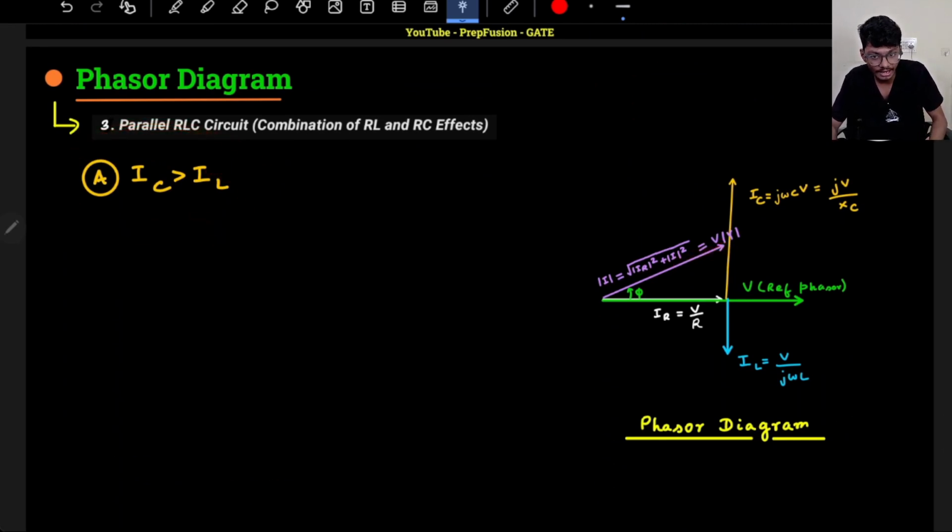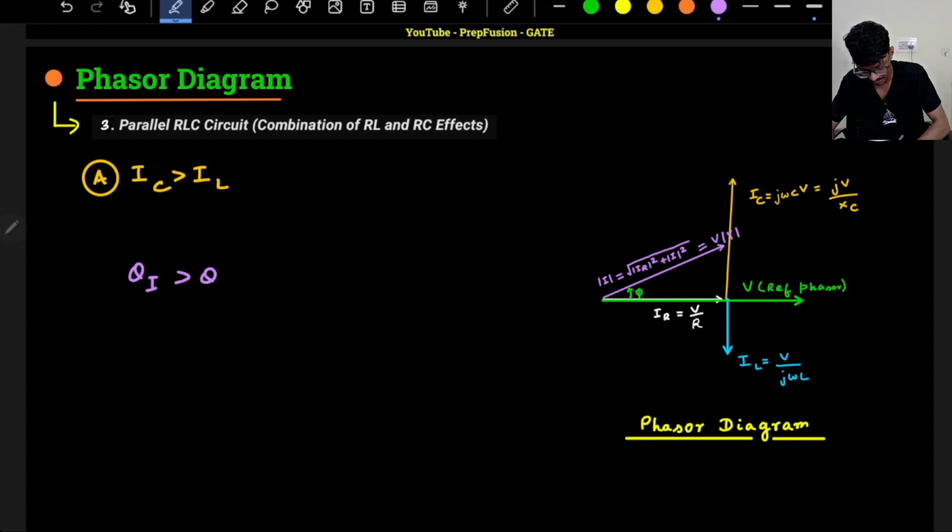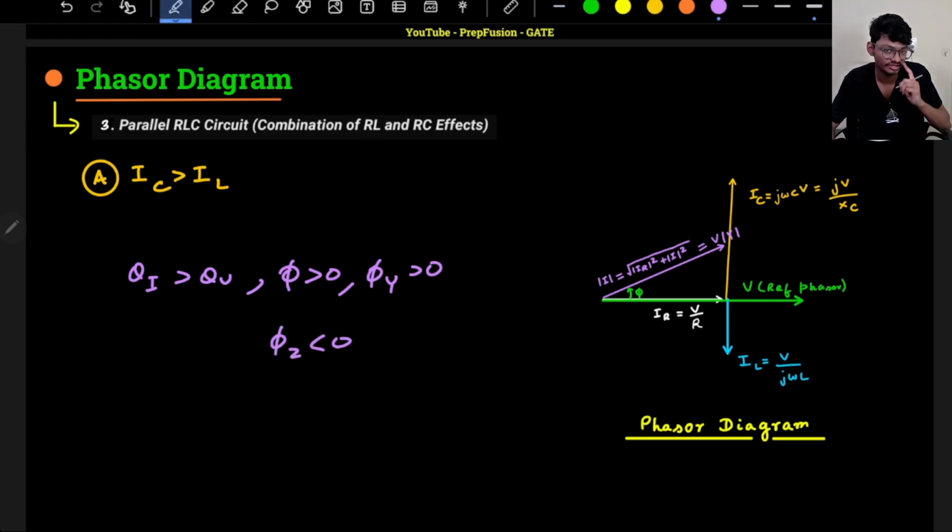So what will be the angle then? The angle will be basically my current angle. Theta I will be greater than theta V. My power factor angle phi will be positive. My admittance angle phi Y will be positive. My impedance angle phi Z will be negative. Why? Because it is V over I, so the I angle is more, so obviously it will be negative.